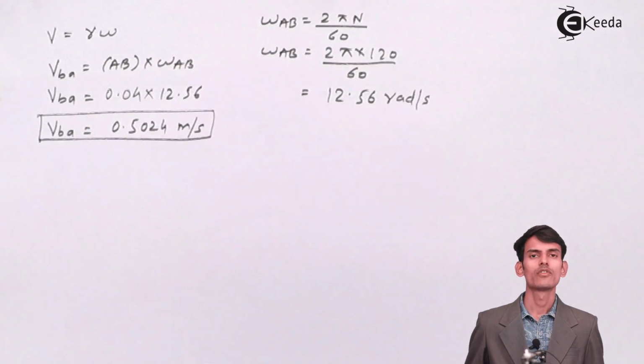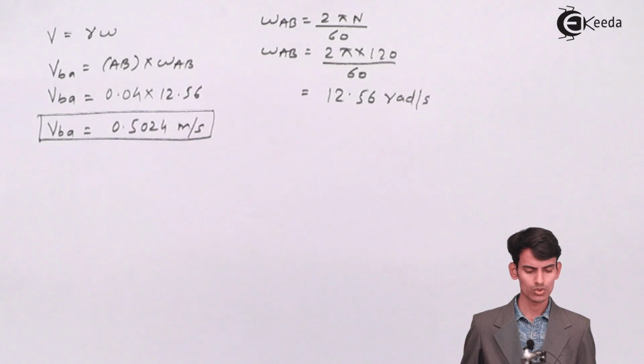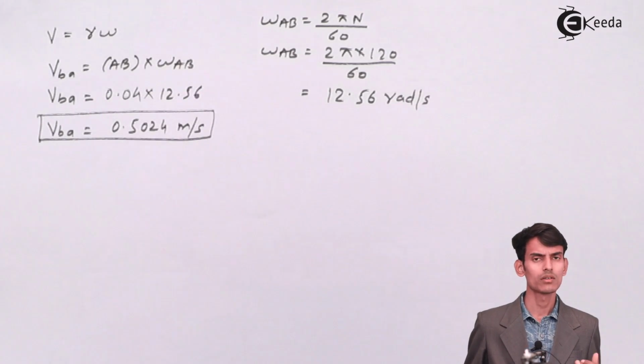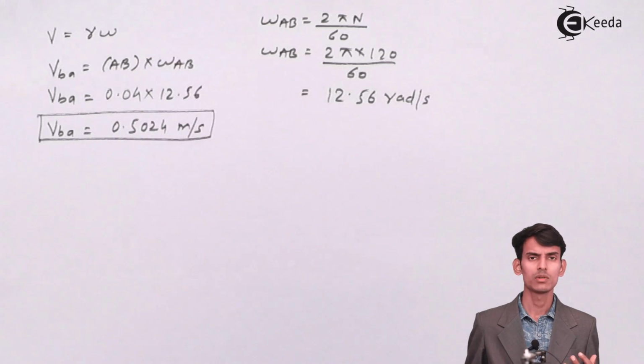So the value of velocity of B with respect to A comes out to 0.50 meters per second. Now we've got the magnitude of velocity. We also know the direction of velocity. Now you can draw the vector. The vector, velocity of B with respect to A, can be drawn because we know the value as well as the direction.